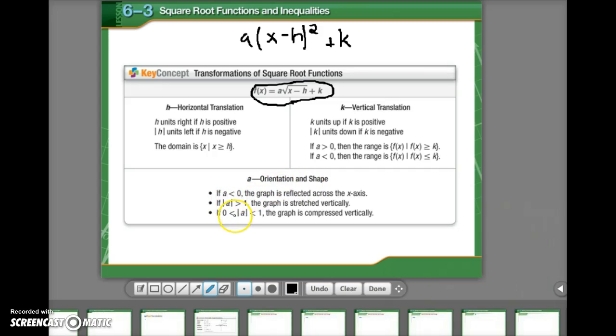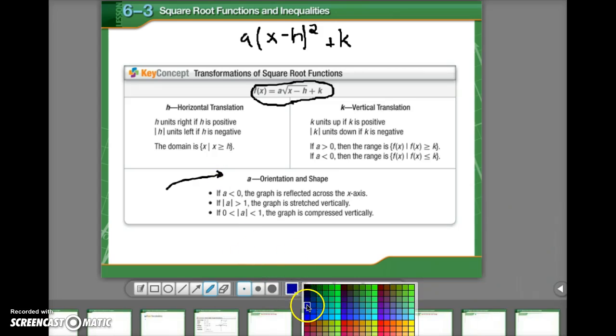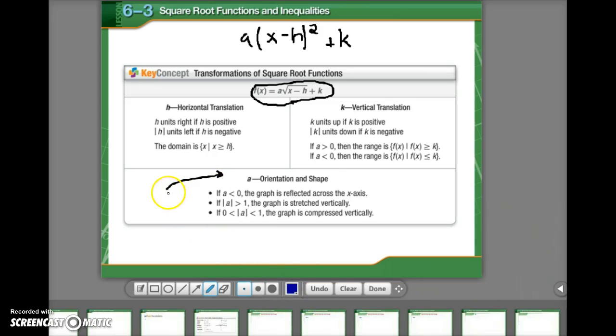So remember, if a is greater than 1, it's stretched up vertically. If it's between 0 and 1, it's compressed vertically, it's kind of squashed down, and if it's less than 0, it's flipped over the x-axis. So whereas a normal square root function would look like this, if we have a negative square root, then it would look like this, and if you put them together, it looks like a parabola on its side.